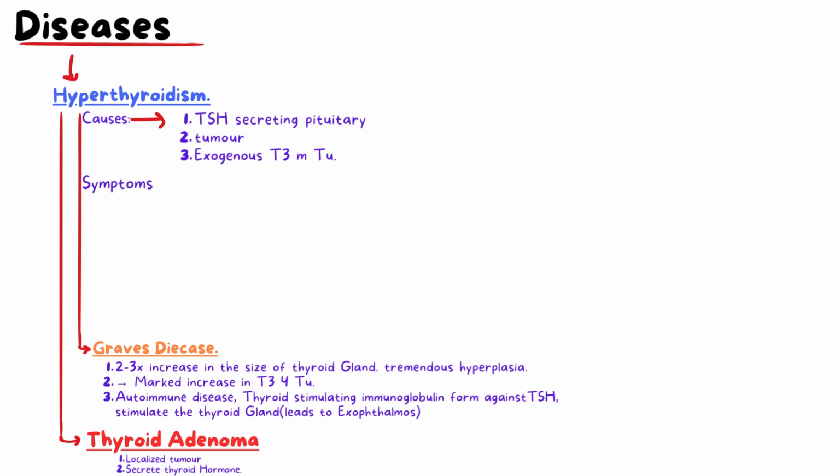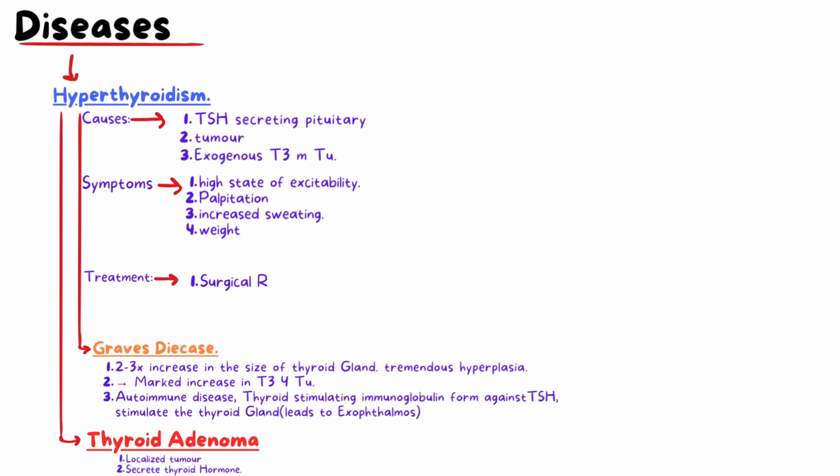The symptoms of hyperthyroidism include high state of excitability, palpitations, increased sweating, increased weight loss, muscle weakness, and nervousness. The treatment of hyperthyroidism may be surgical removal of the thyroid gland or radioactive iodide, which damages the thyroid gland cells, thus decreasing the secretion of the thyroid hormones.